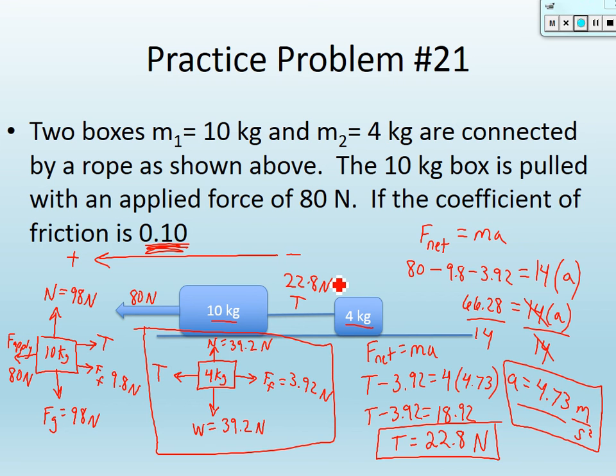It's always a good idea once you solve for one of those missing forces to plug it back in here. So this one's 22.8. Is it still going to have a net force to the left? Yeah, this is way bigger than 3.92, so it's going to go to the left. And if tension here was 22.8, if we add that to 9.8, is it still going to move to the left? Yeah, because 80 is much larger. So the physics makes sense.